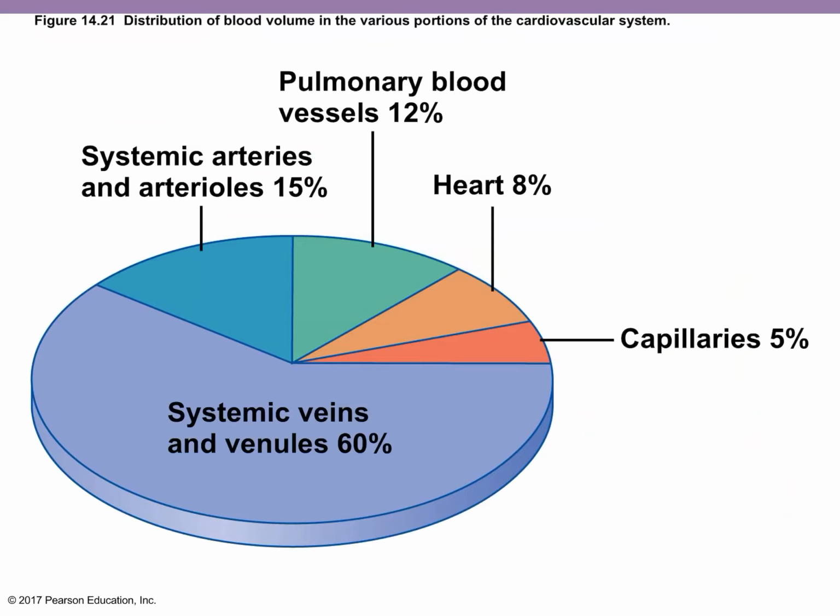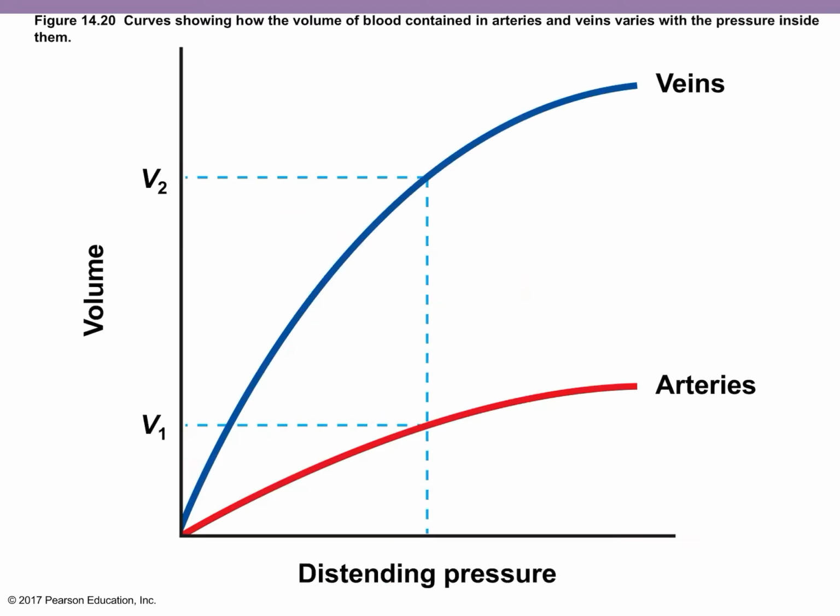Okay, let's talk venules. Let's move on to veins. Your veins are going to house most of your systemic blood supply. 60% of the blood in your body is found in your veins and venules, and you can see this in a pie chart. The next highest amount is in your arteries and arterioles, then the pulmonary system, then the heart itself, and then our capillaries. So the veins really hold a lot of blood. So how do we get all this blood back to the heart?